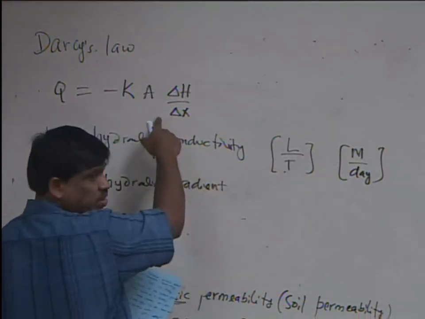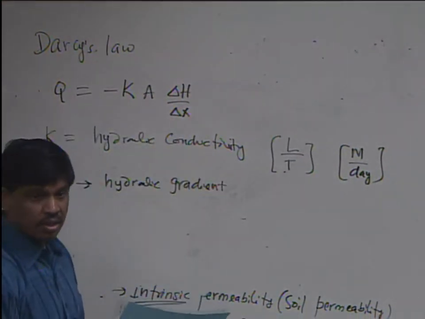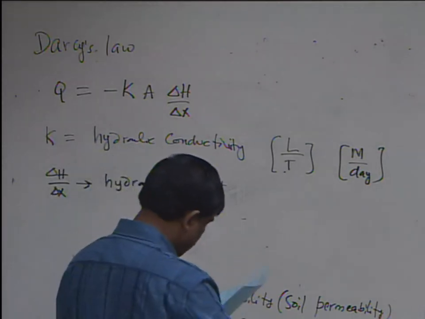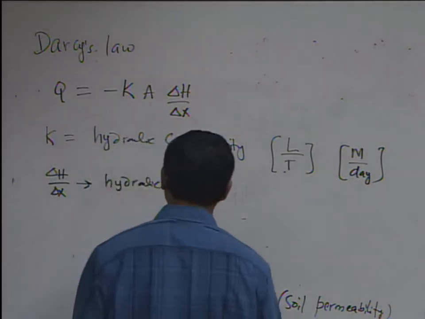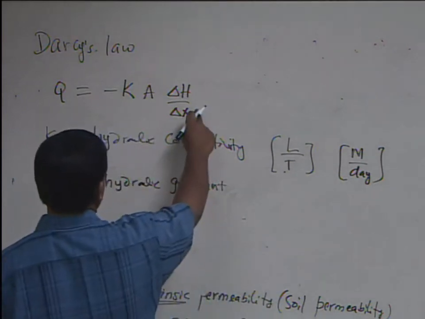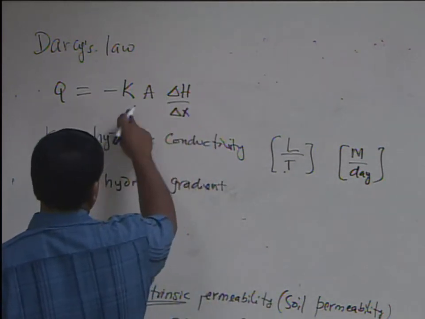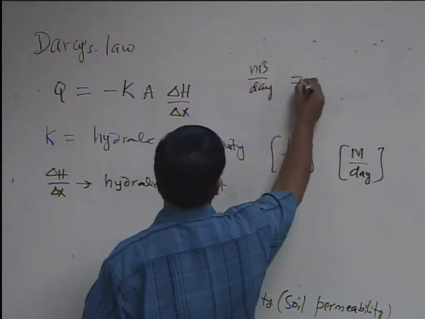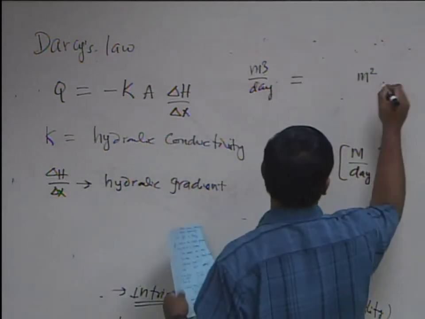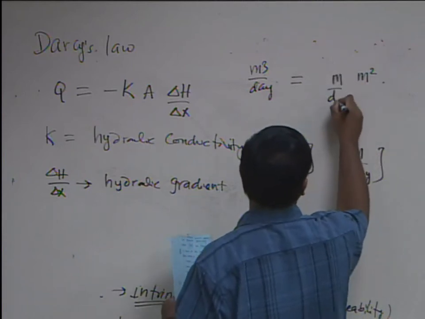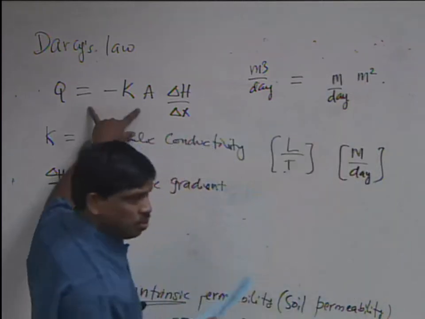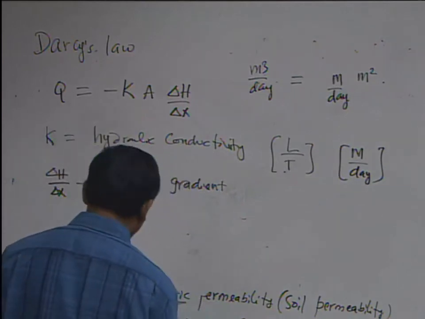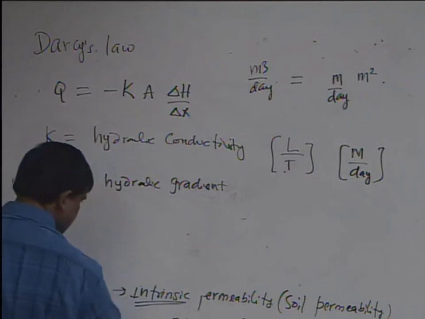What's the dimension of delta H by delta X, the hydraulic gradient? Dimensionless, thank you. Length by length, so it's dimensionless. You can actually derive the units of conductivity here. Q is cubic meter per day, which must equal meter squared times dimensionless, which means K has to be meter per day. So you always want to check those units. Now you need to have some feel for these numbers.